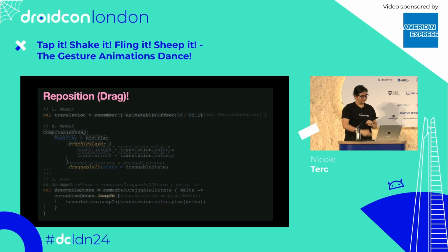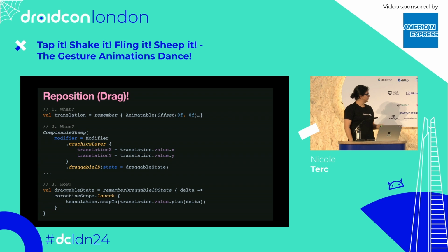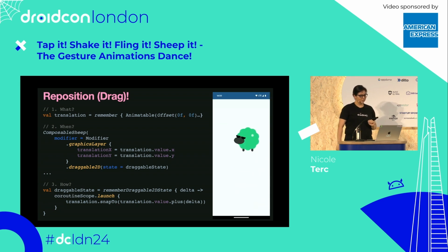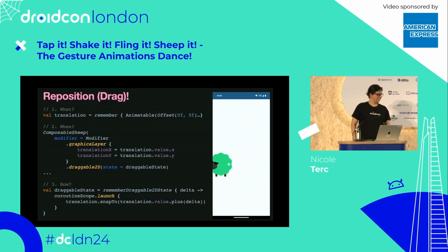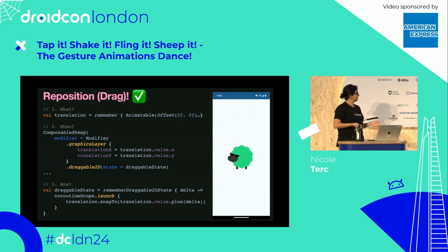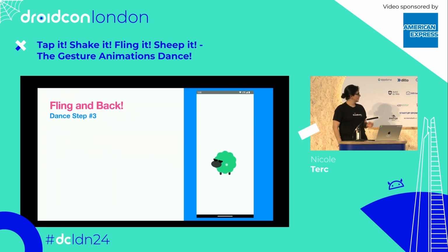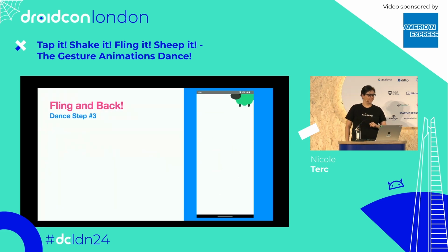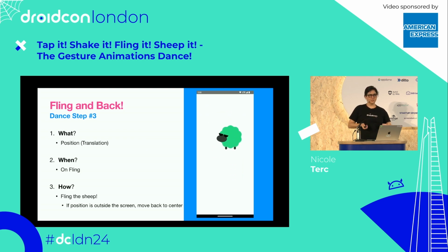Cool. And now we have that, and we use this code, literally copy-pasted from our repository. You already have a draggable chip. Cool. But I think that's enough for this. You can, of course, play a little bit with animation specs, which could be a little bit complicated because you don't want any delay. But for now, I think that's it for reposition. Let's jump into a more interesting step. Fling and back. Again, as I said, answering our questions.